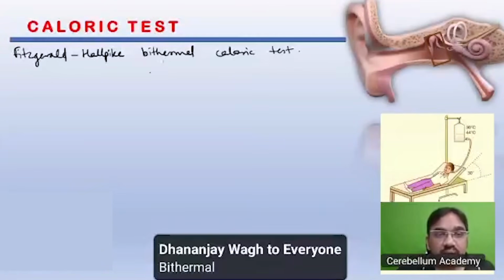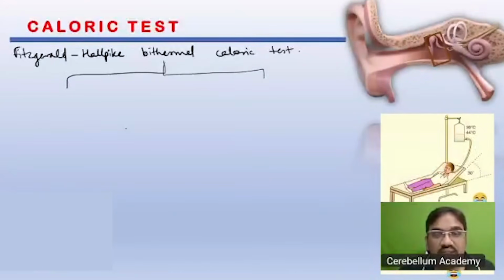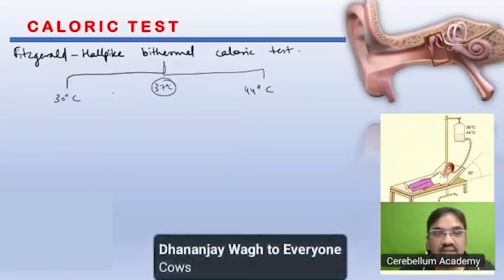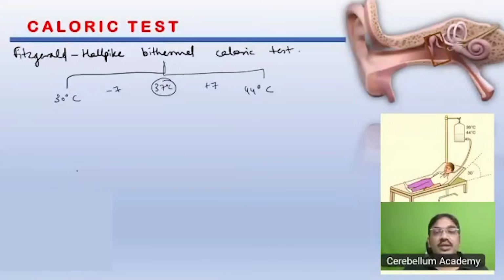So bithermal caloric test. The name itself is telling you, bithermal means they used water of different temperatures. Okay. So normal body temperature is approximately 37, isn't it? So you do -7 to that and you do +7 to that. Okay. So cold water, hot water.